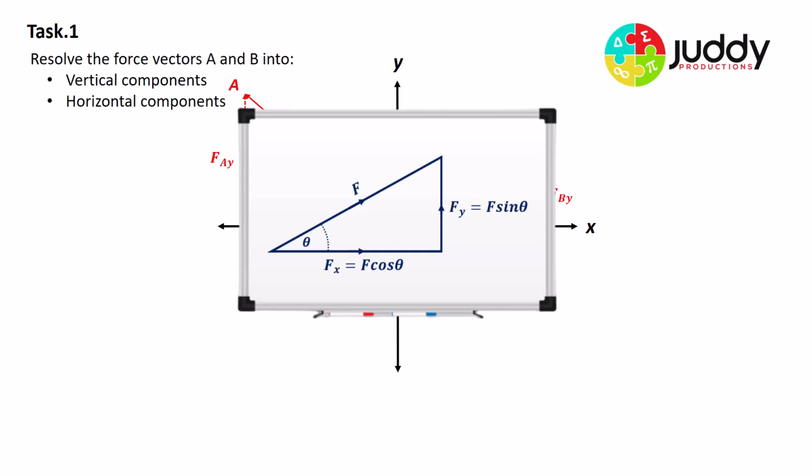Now some simple trigonometry. We know that with a right angle triangle, if we know the force magnitude F and we know the angle theta, we can calculate the component in the y direction as F sine theta and the component in the x direction as F cos theta. We're going to use that throughout this particular video.